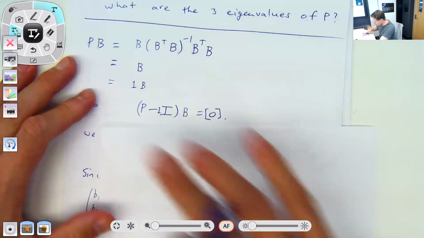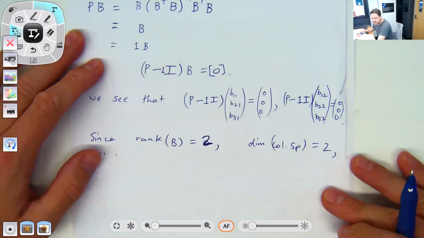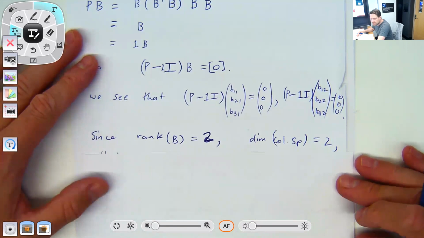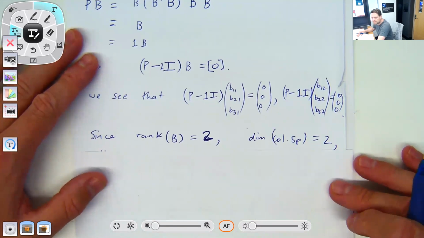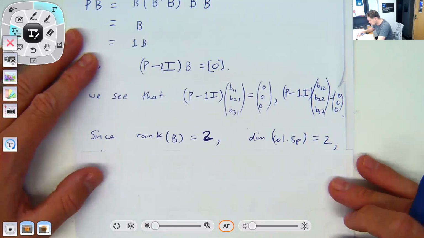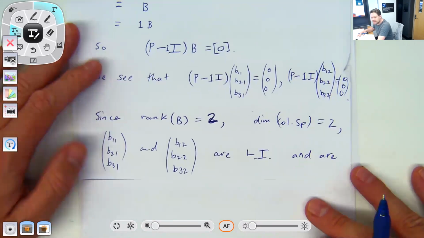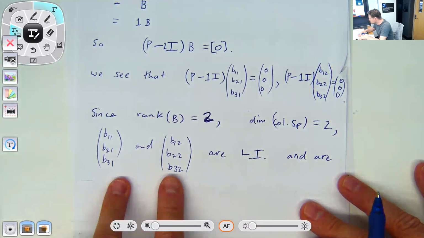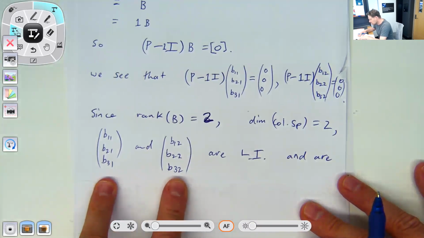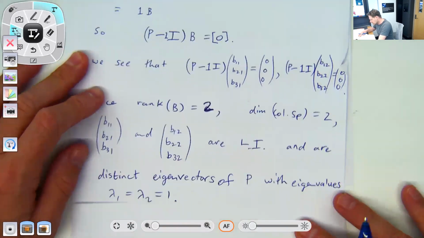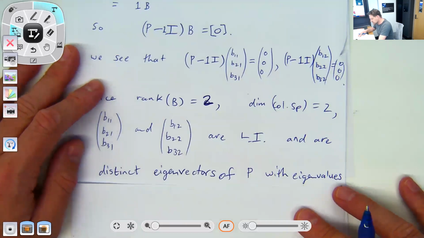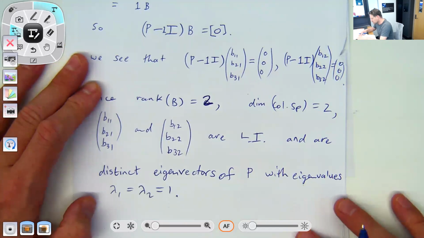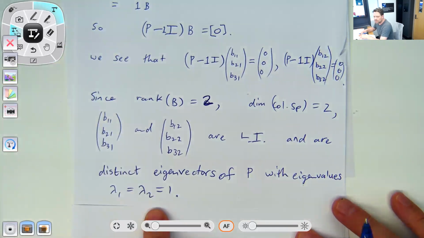All right, so let's have a look. Now, let's notice that the rank here is 2, so we're given that. And what that means is that the dimension of the column space is equal to 2. So that means that the two columns of the matrix B are linearly independent. And so these are distinct eigenvectors of P, with the eigenvalues lambda 1 and lambda 2 both being 1.